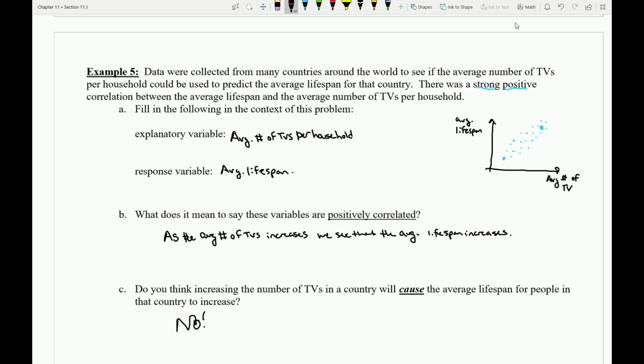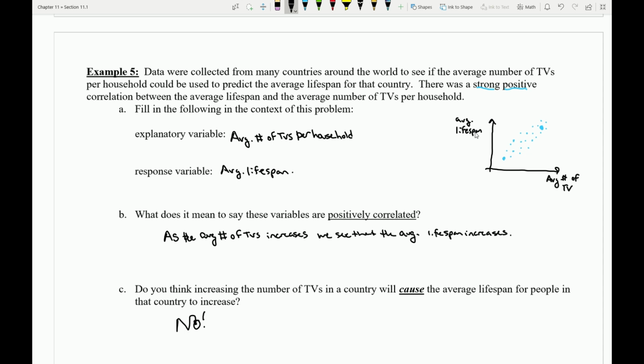In this video, I want to take a look again at this idea of correlation versus causation, because this is really, really important. In example number 5, we saw that two variables were positively correlated, that as one went up, the other went up. But that didn't mean that the first variable, average number of TVs, was causing average lifespan to increase. It was kind of just coincidental, maybe, that they happened at the same time.